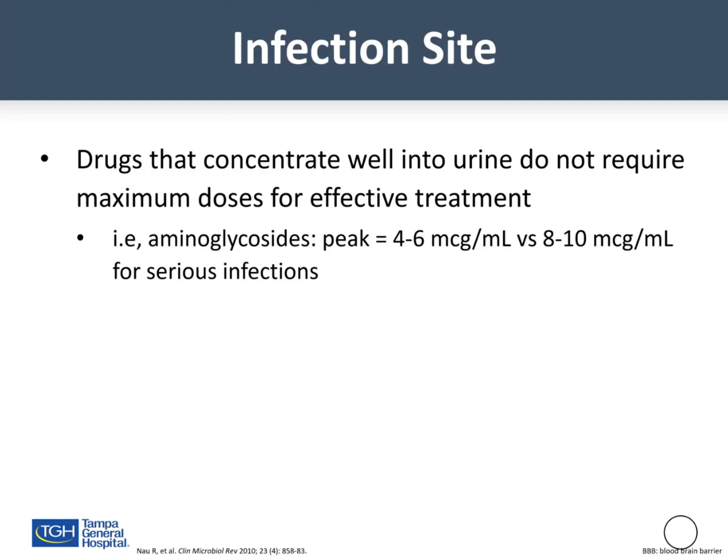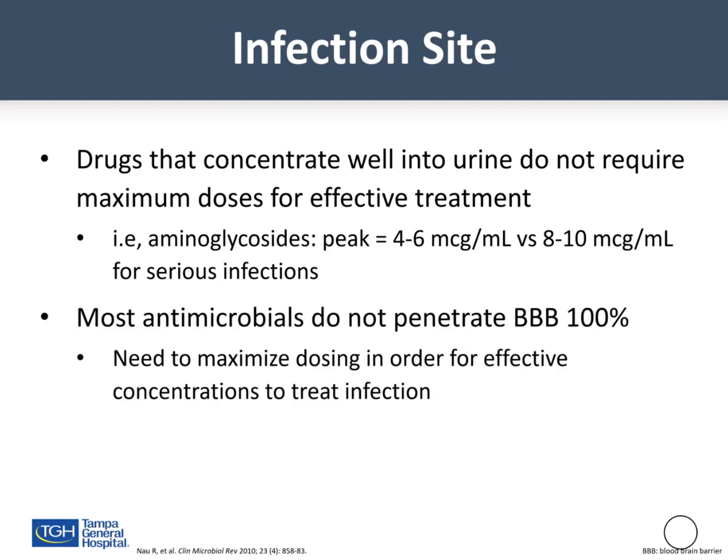Going into our infection site, drugs that penetrate well to certain sites of the body may not need super high doses in order to effectively treat the infection. Great example, aminoglycosides penetrate the urine well. Doesn't mean that we have to shoot for peaks of 8 to 10 in order to effectively treat a cystitis infection. Versus if we do have a more invasive infection, bloodstream infection, something else that's a deeper site, we're going to need to maximize that peak and maximize our dosing in order to be effective.